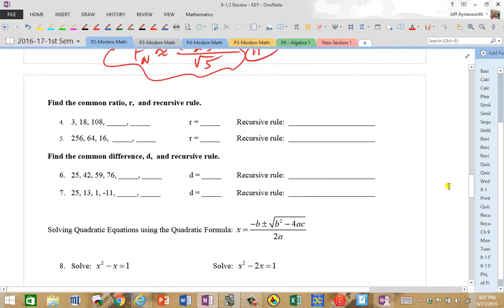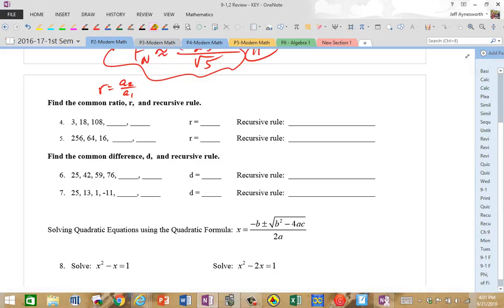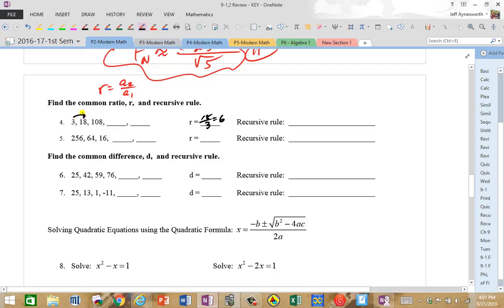Okay, let's go back in time and do some review problems. Let's find the common ratio, r, and then we'll get the recursive rule. r is equal to a sub 2 divided by a sub 1, the previous one. So here r is equal to 18 divided by 3, or 6. That's why you take 3 times 6 to get 18, times 6 to get 108.